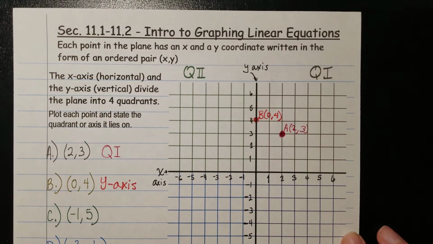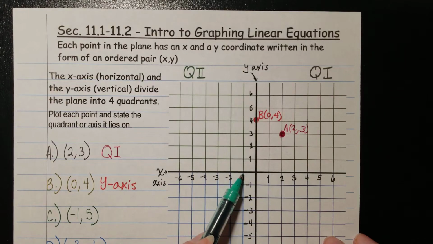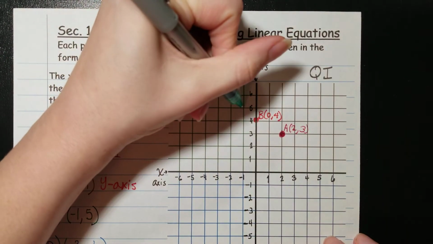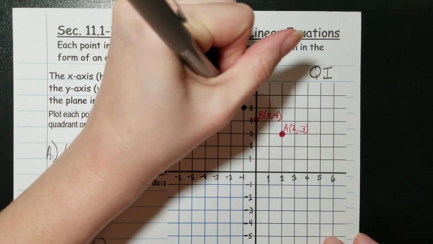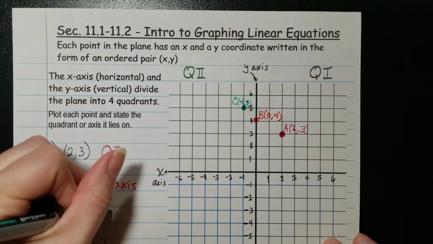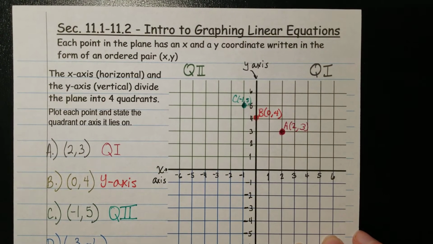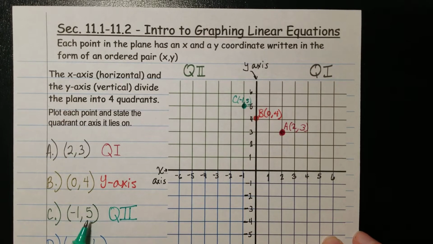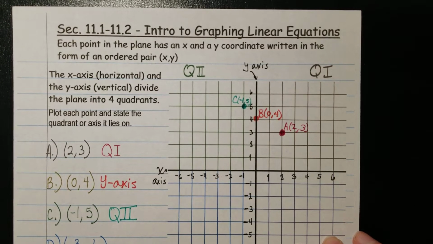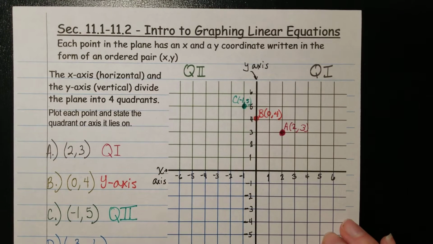Point C, -1, 5. So x is -1, y is 5. So that's up here. That's in quadrant 2. So we use Roman numerals for the quadrants. All right. So yeah, the first number is always the x value, the second number is always the y value.